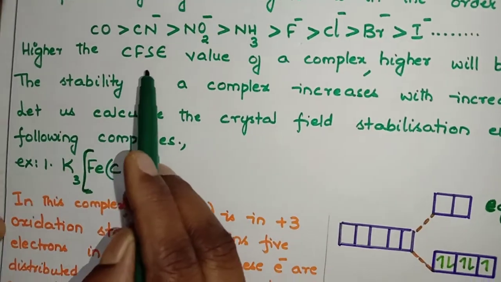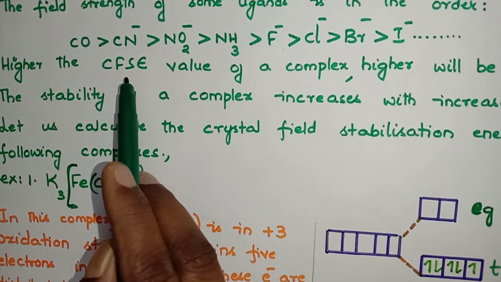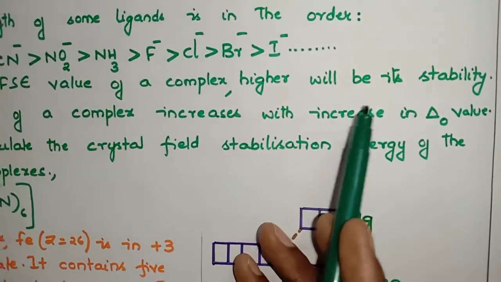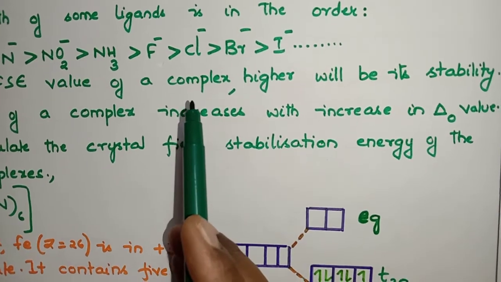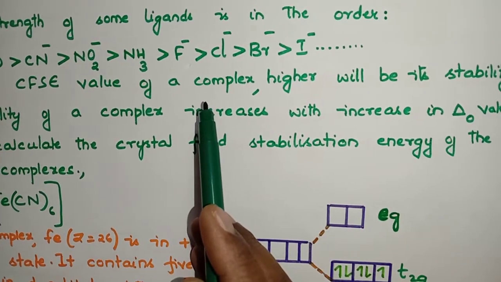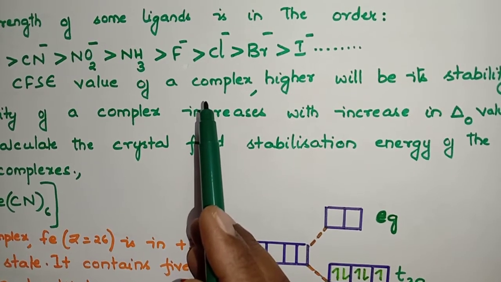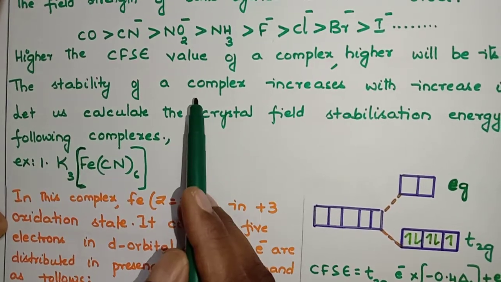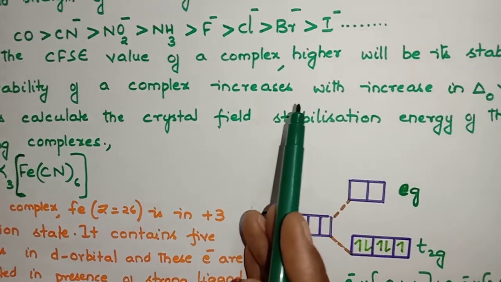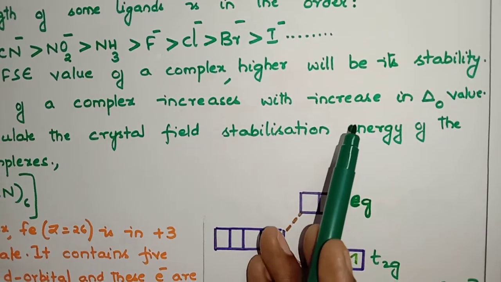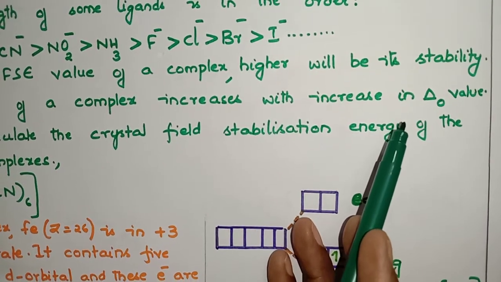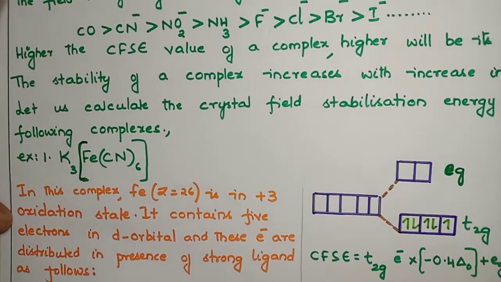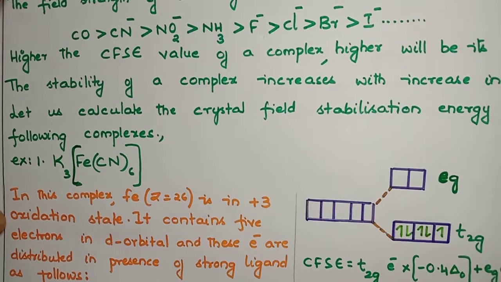Next, we have also learned that the higher the CFSE value of a complex, the higher will be its stability. If a complex has a high CFSE value, we say that it is highly stable. And the stability of a complex increases with an increase in delta O value, and you know what delta O value is. Now, taking a few examples of how to calculate CFSE.